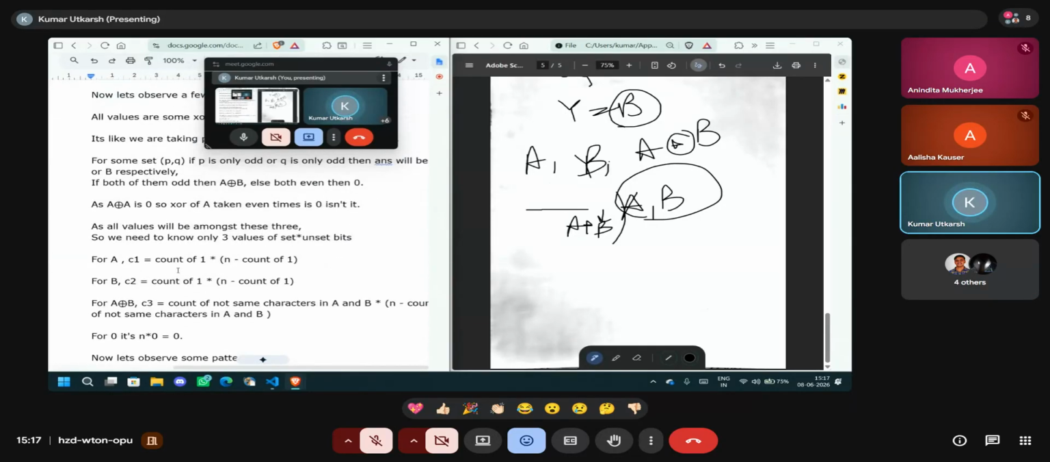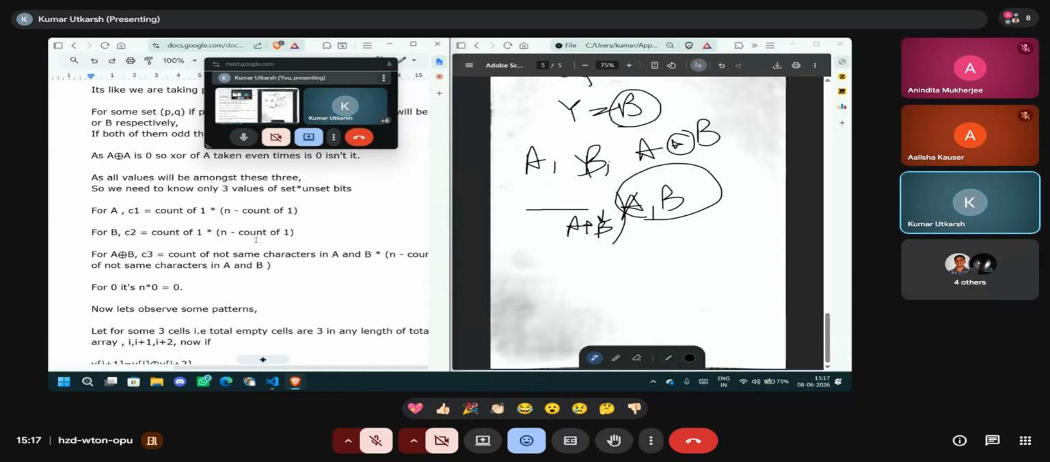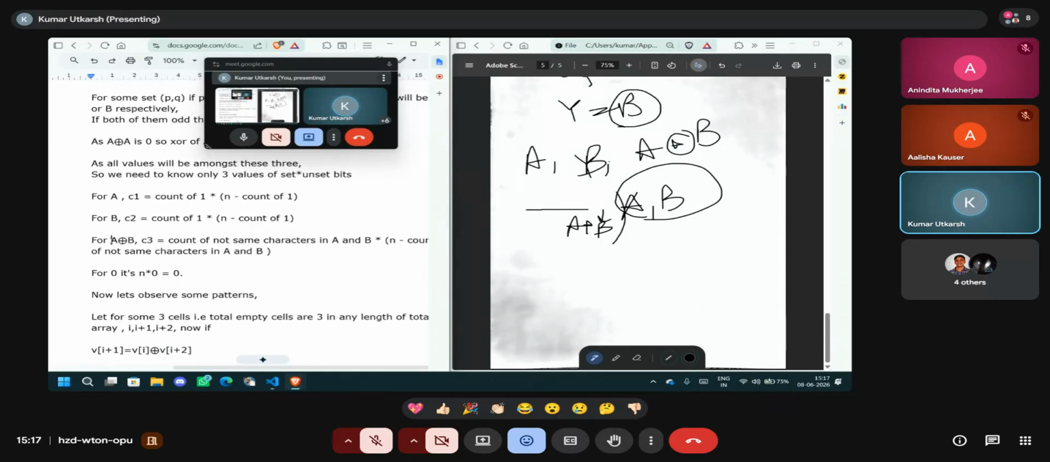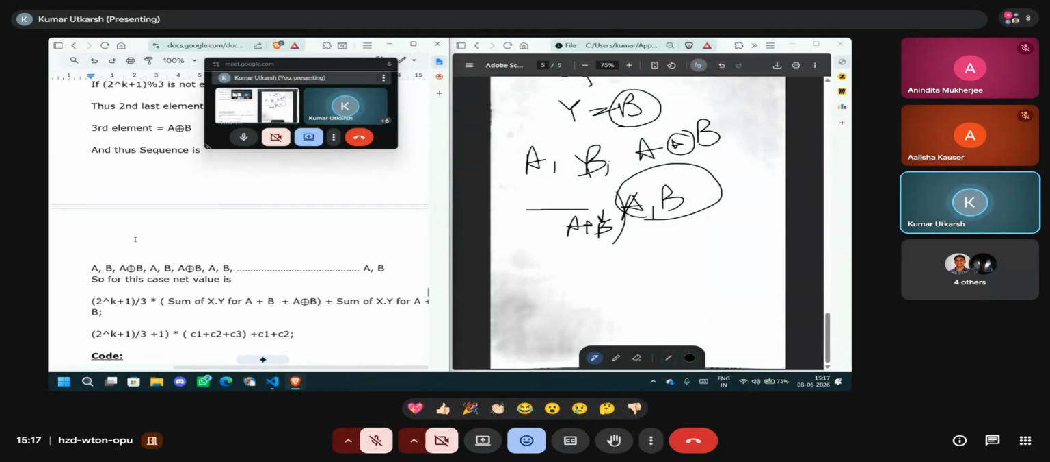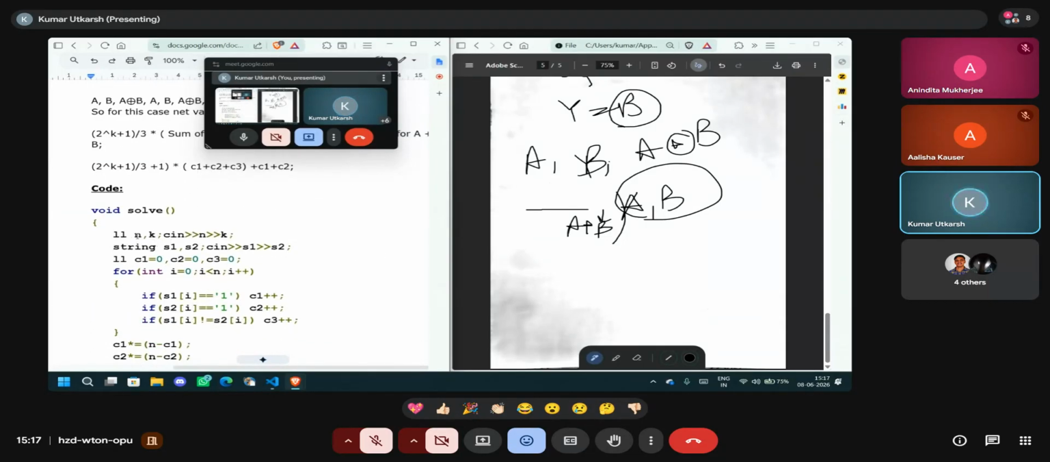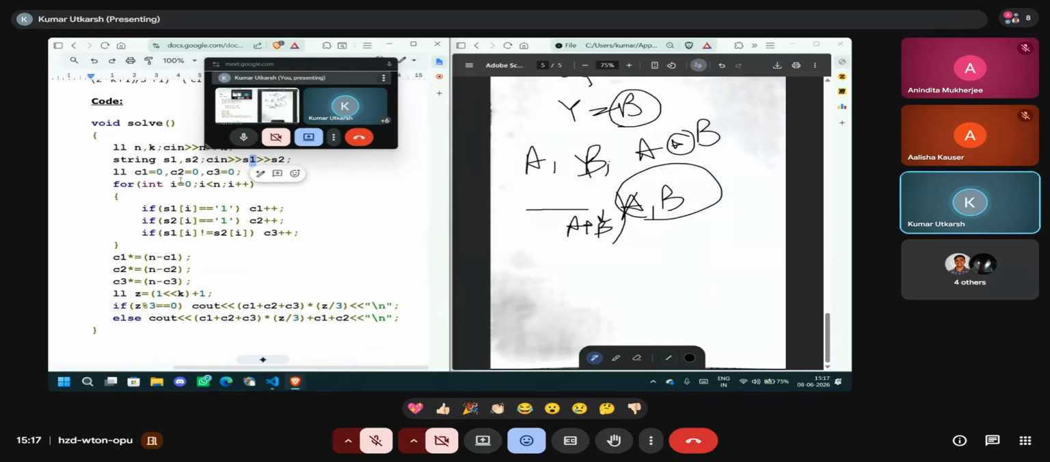And you already know what is C1, C2. C1 is the count of 1 in A, n minus count, that is the set and unset bits multiple. And for this also, you know the same value. So the solution boils down to something very simple. We have our n and k and our A and B as S1 and S2. Then we have our C1, C2, and C0, that is the multiplied values of x and y, that is set and unset bits for each A, B, and C.